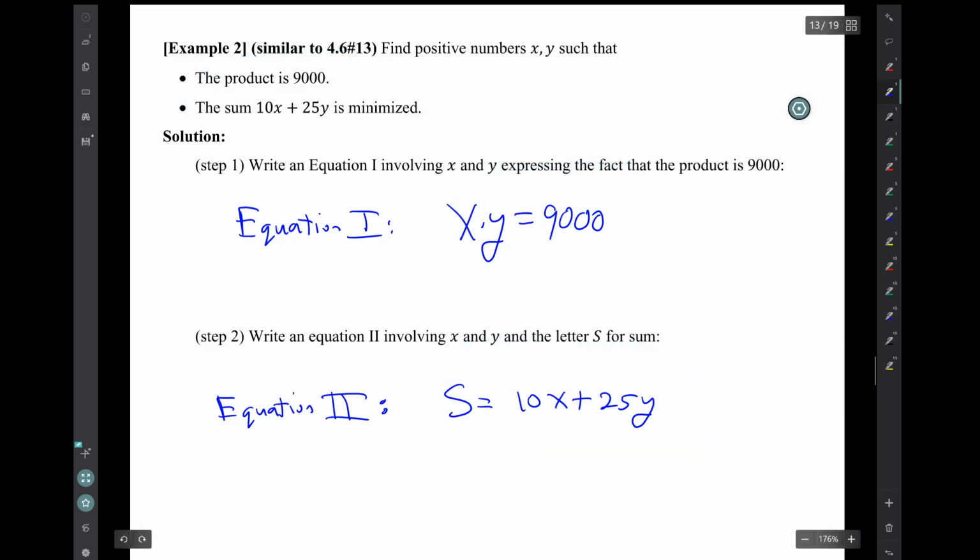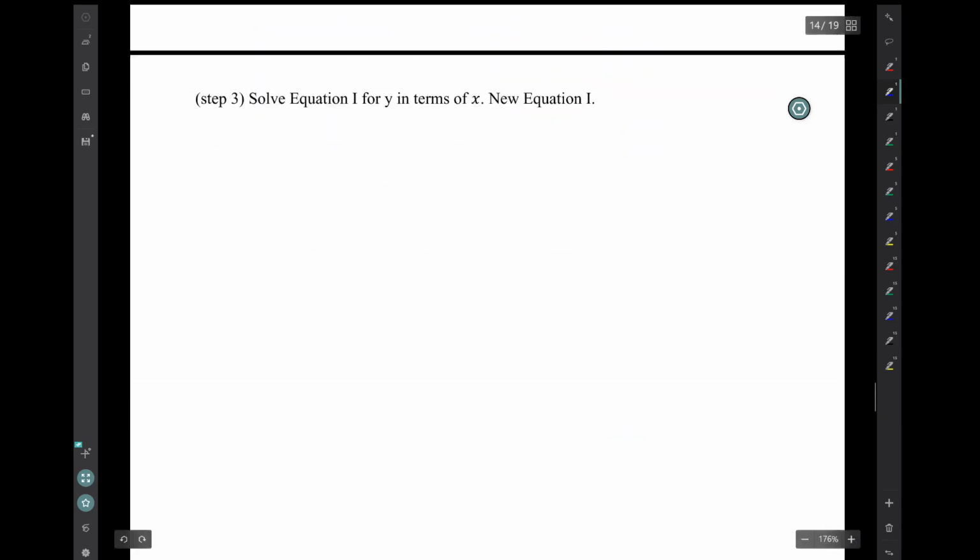So we've got these two equations, and furthermore, we should add that our goal is to minimize s. And also we should point out that x is greater than 0 and y is greater than 0 are two requirements. Go on.